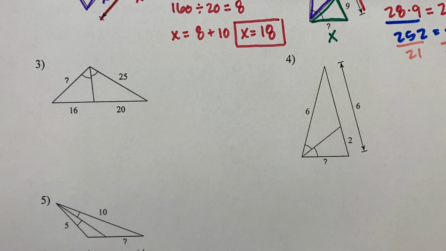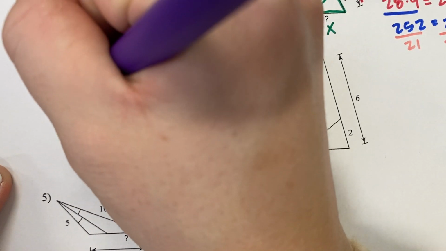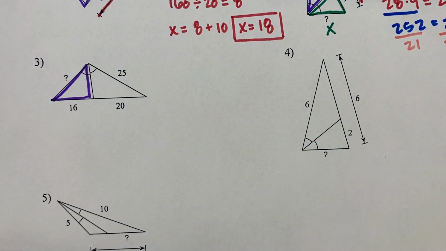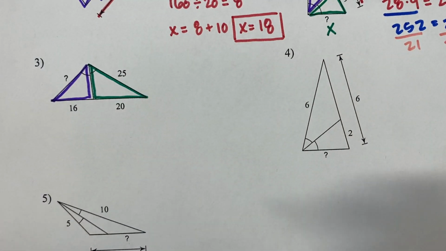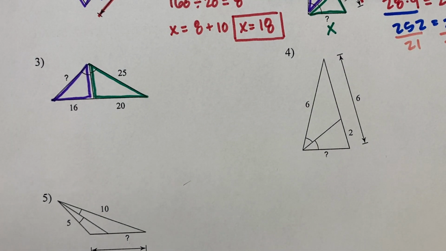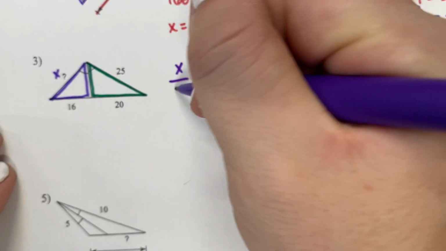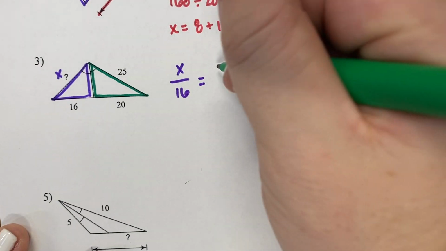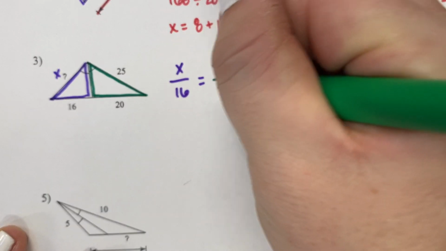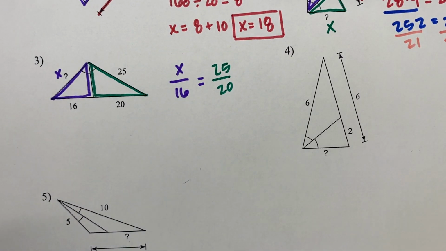Okay, number 3. So this one's kind of easily set up. We can just, again, take two different triangles, purple and green. So for this guy, I'm going to think top over bottom. So I'm going to take x over 16 and set it equal to, again, top over bottom, 25 over 20. Now whether you want to set it up with the fish or the cross multiplication, let's do cross multiplication.